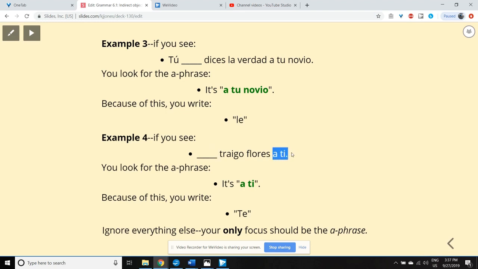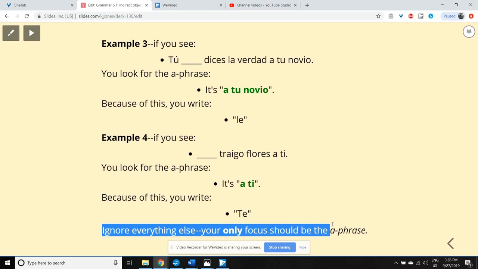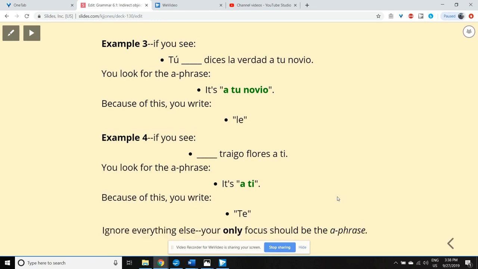A ti. That's why. Again, ladies and gentlemen, ignore everything else in the sentence when you're performing this task. Your only focus should be on the a phrase in the Spanish sentence. Please stop wasting your time and mental energy translating these prompt sentences to English. It will not help you. It will lead you astray and waste your time. When you need to produce the indirect object pronoun in an exam or assessment environment, just scan until you find the a phrase and then give the indirect object pronoun that corresponds to it.